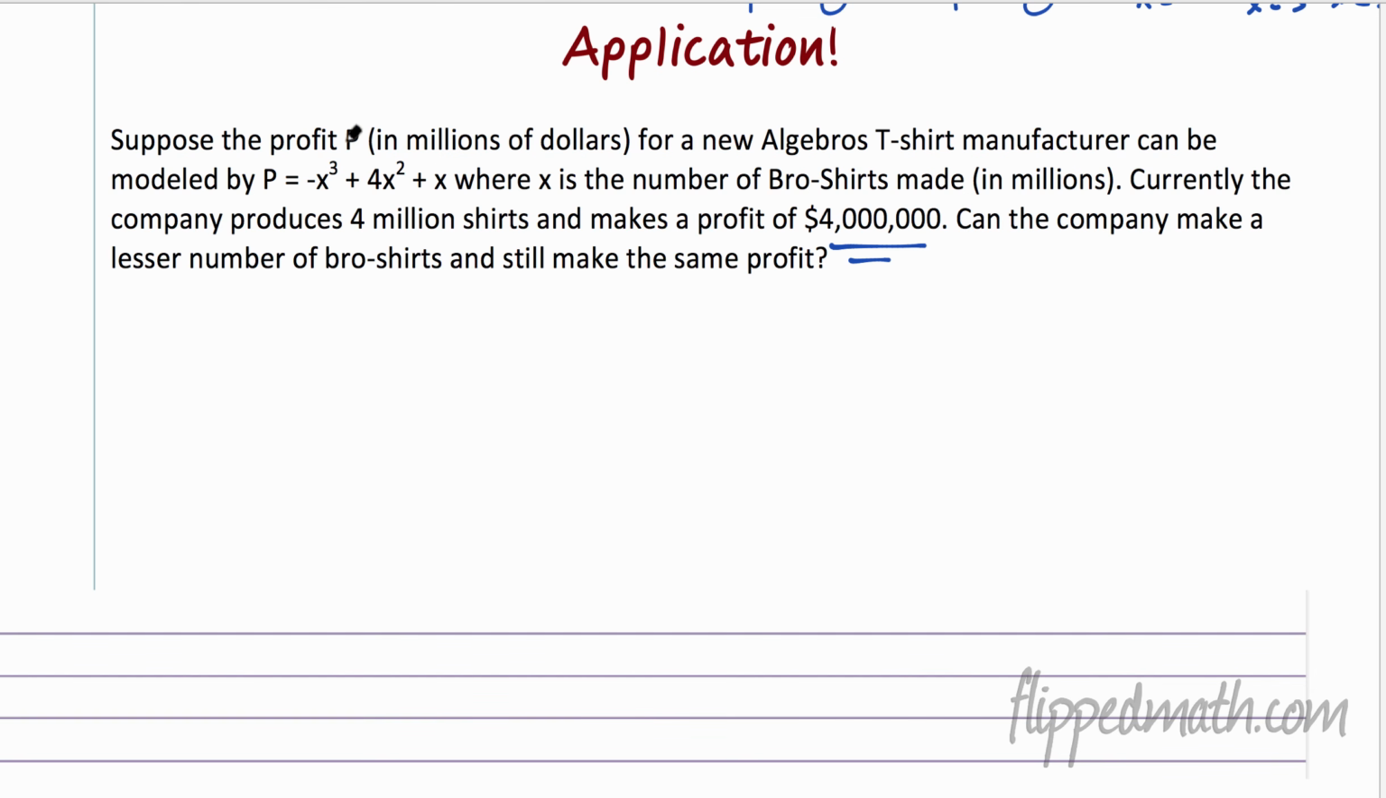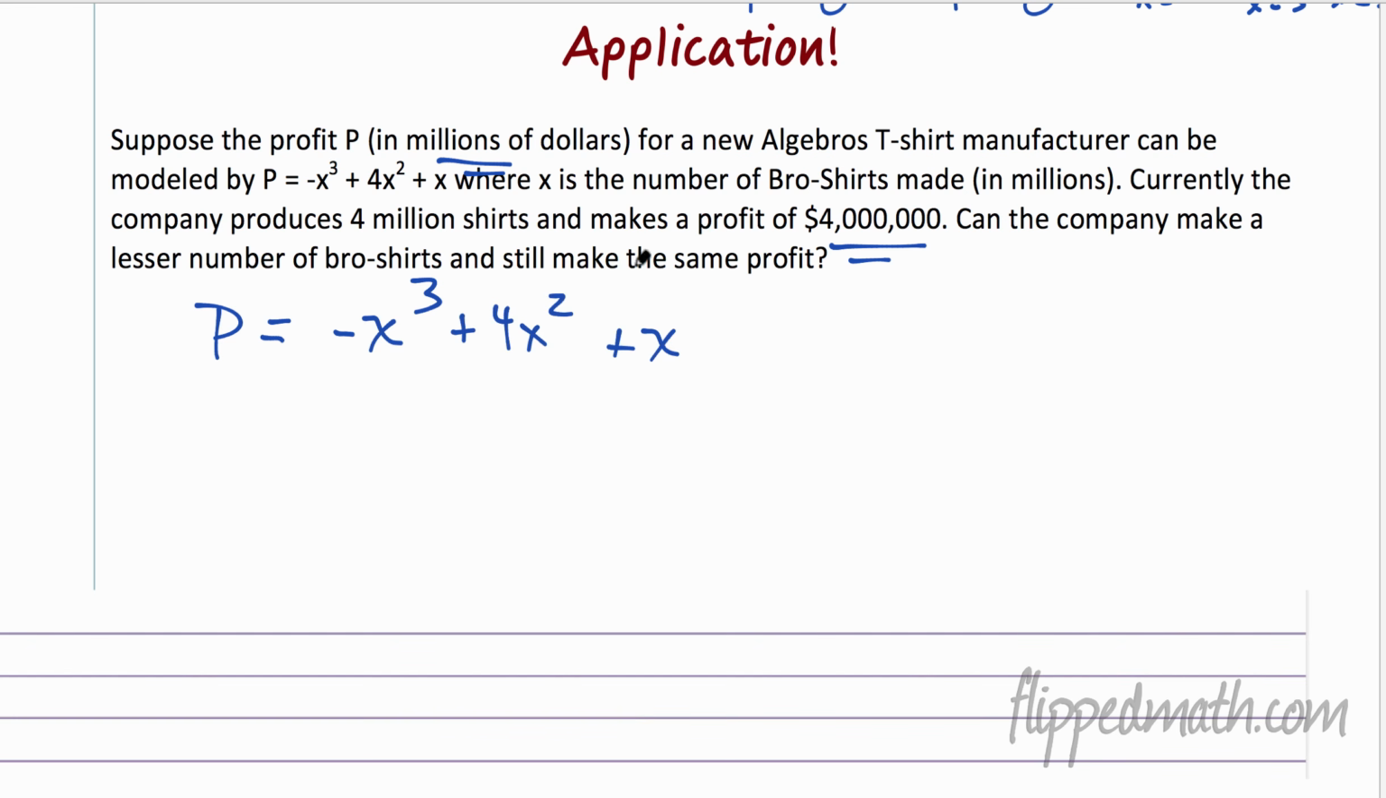Okay, the profit is also in millions of dollars, so we need to be careful with our units here. So let's write down our function. P is going to equal negative x cubed plus 4x squared plus x. This is how you think: I'm going to think through this application problem.